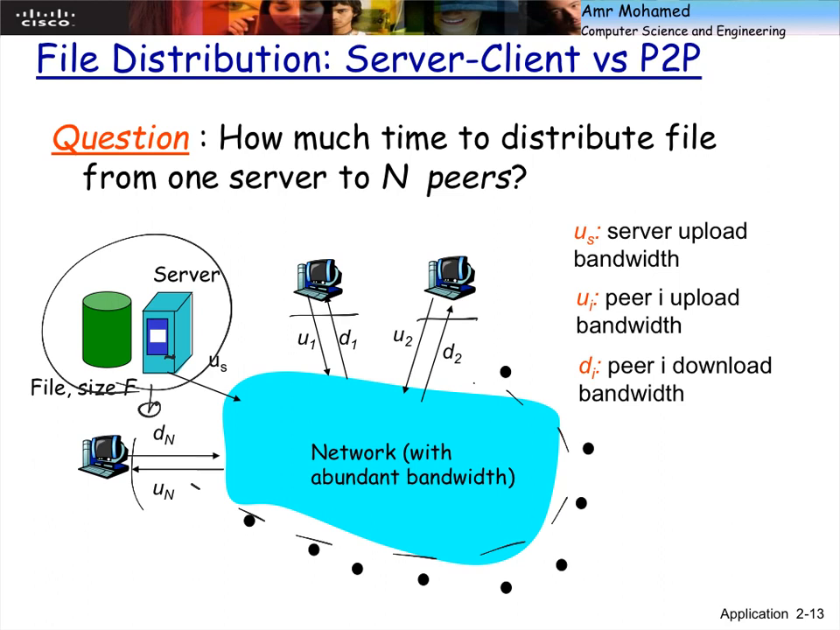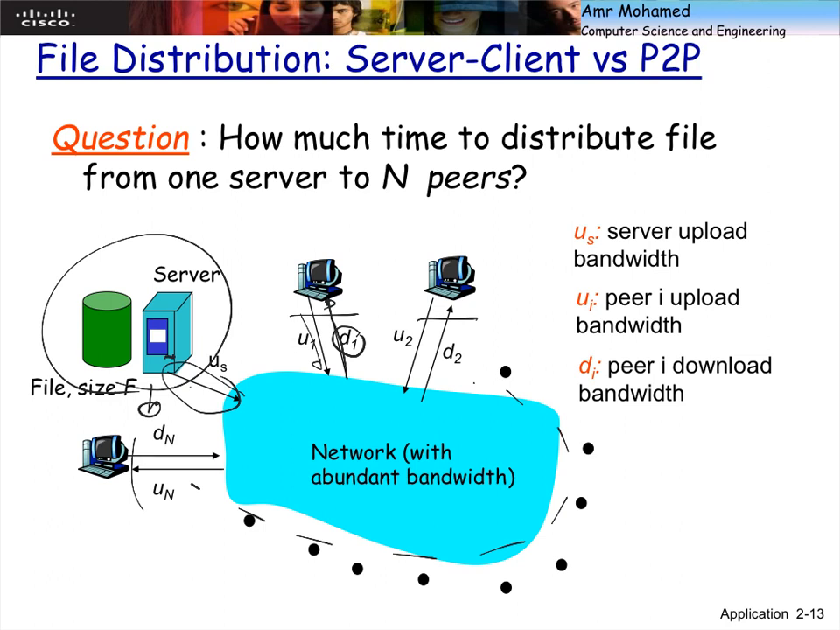Some terminology here. For each client, you have a download speed, and this is the upload speed. And here the server has an upload speed of US. So US here is the upload speed for the server. Supposedly, of course, US is more than all the UIs, right? US here is supposed to be very high compared to U1, U2, U3, and so on.